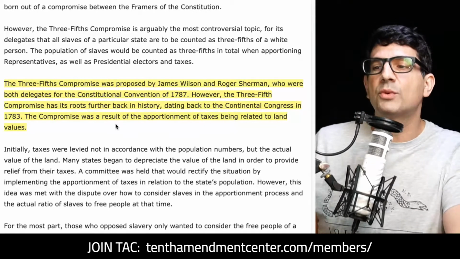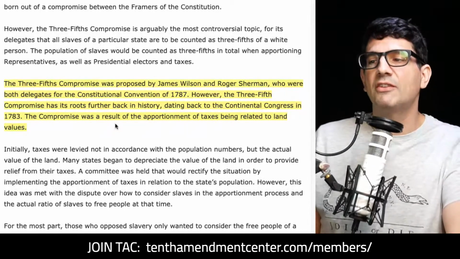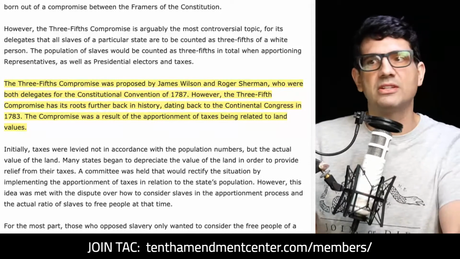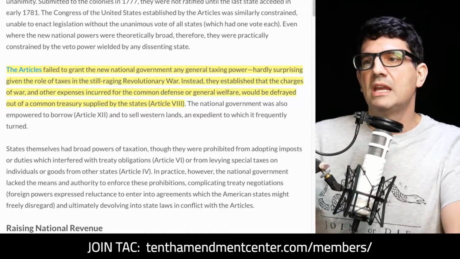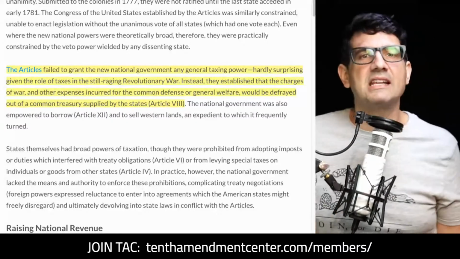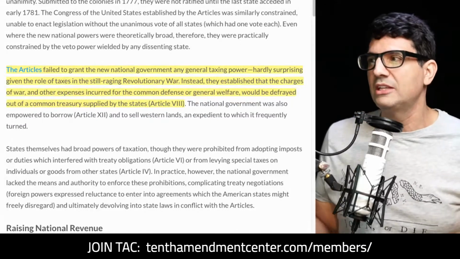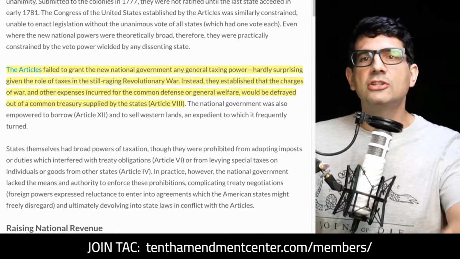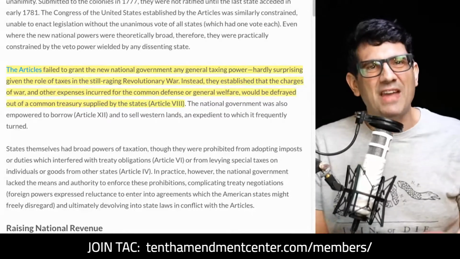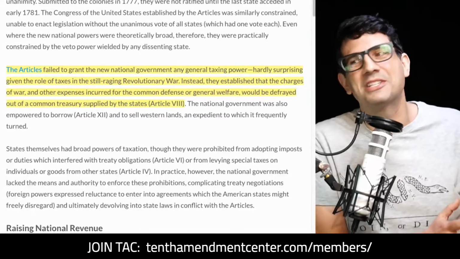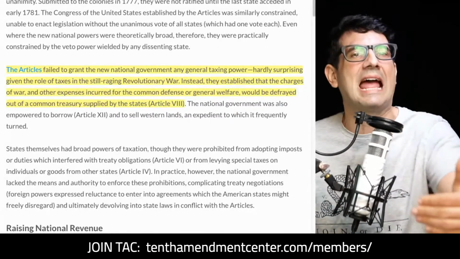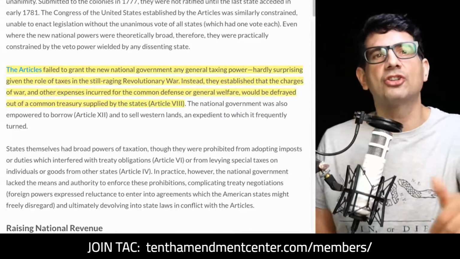The compromise was a result of the apportionment of taxes being related to land values. I didn't know this when I first started digging into it. And here from the Tax Foundation, they've got a nice, interesting article on this that, of course, I will link to in the show notes at 10thamendmentcenter.com/path-to-liberty. They talk about how failed tax policies, and of course this is going to be right up their alley, maybe it's kind of their talking point as well, but failed tax policies is what actually drove this.